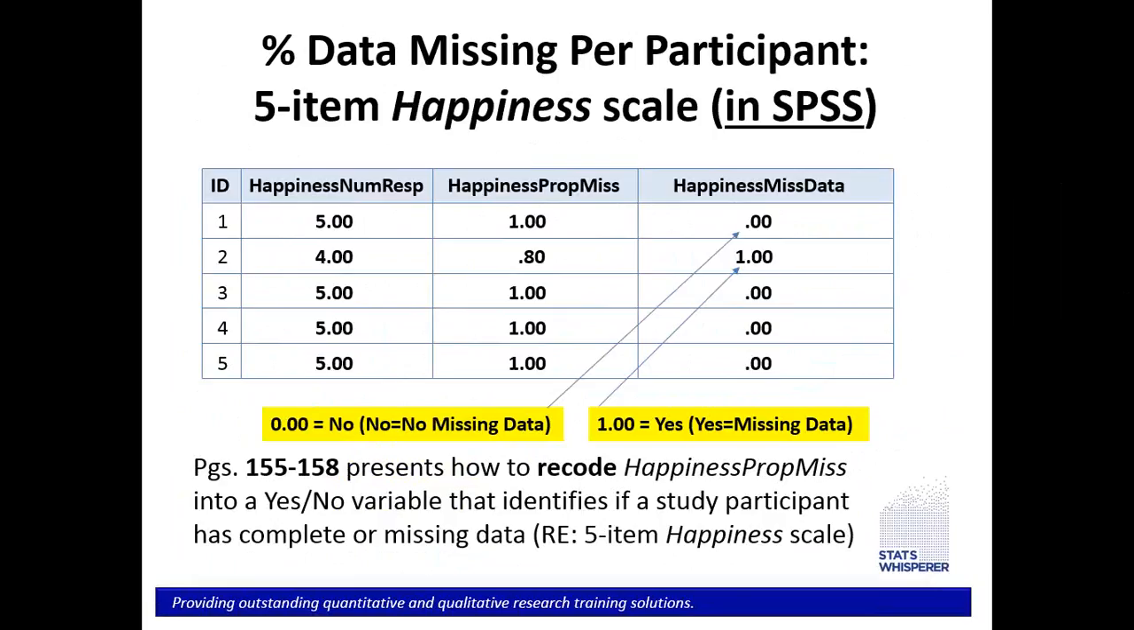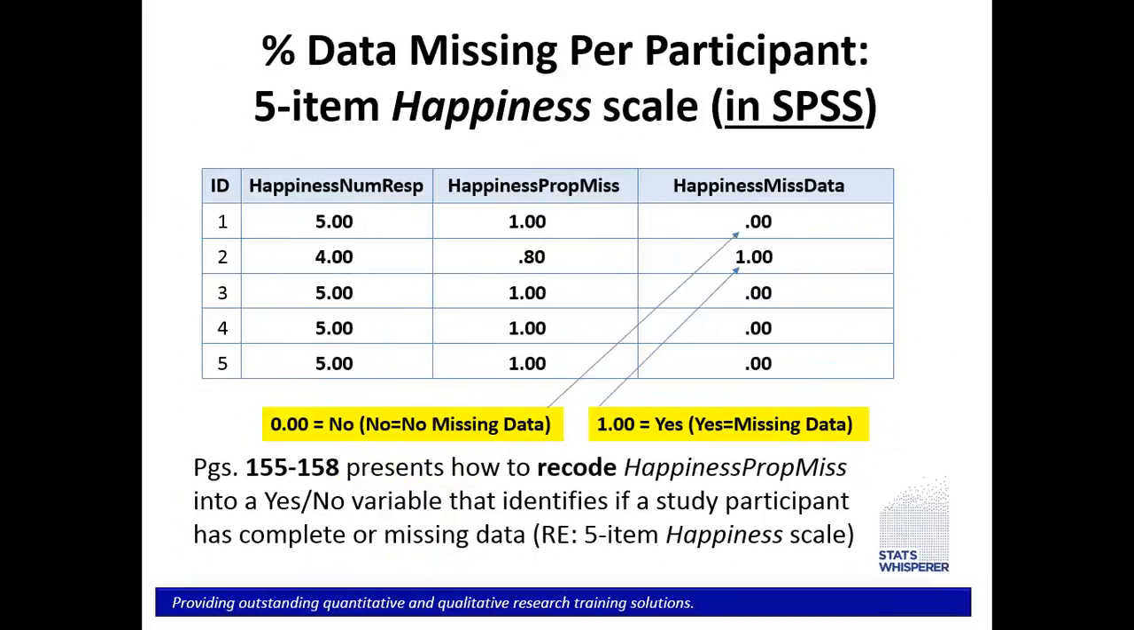Now, on pages 155 through 158 of the textbook, we use the recode, which we've used before, where we recode everybody who has a 1.0, which is 100%, in the happiness prop miss. So everybody with 100% gets a 0 in the new variable. The new variable's name is happiness miss data. So that means, are they missing data for the 5-item happiness scale? If they have a 1.0 in the happiness prop miss, that's 100%, then they're getting a 0 for the new variable, meaning no, they are not missing data.